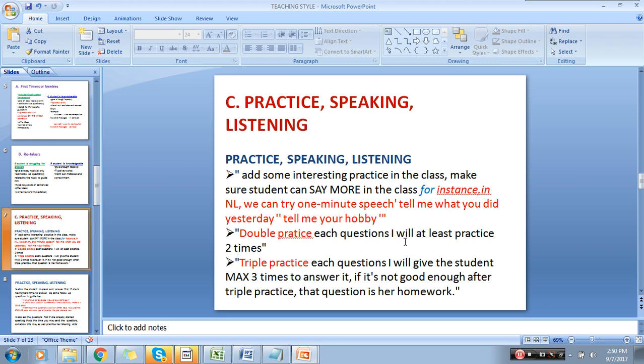You may as well do the double practice. Each question, I will give you at least 2 times to practice. If they are really quite difficult to handle, or if their comprehension is not really good, you may as well do the triple practice. Each question, you are going to give students a maximum of 3 times to answer, especially if they are having so many mistakes when it comes to the 4 criteria. If it's not good enough after triple practice, then consider that question as part of their homework.